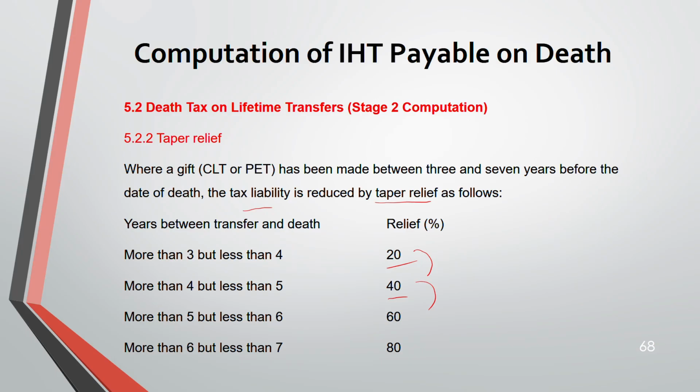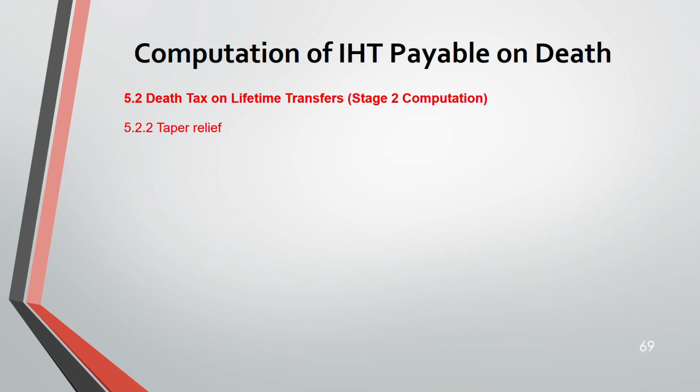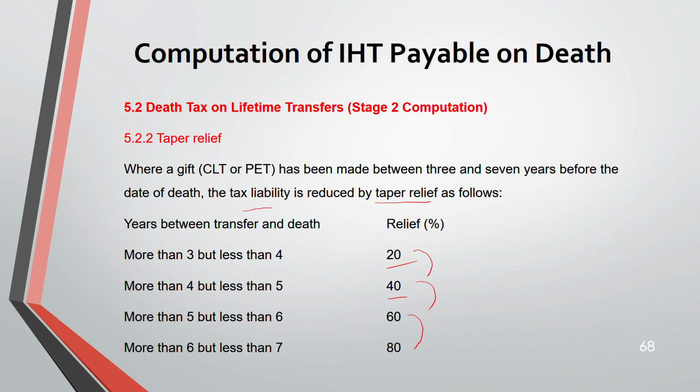More than 6 but less than 7, 20, 40, 60, 80. So these are the 4. There is no 100% relief in this table, because if you survive more than 7 years, it is 100% relief. It's not written because you don't have to pay any tax. So it's more than 3, which means you have to survive at least 3 years for this taper relief to be applicable. Otherwise, it will not be eligible.